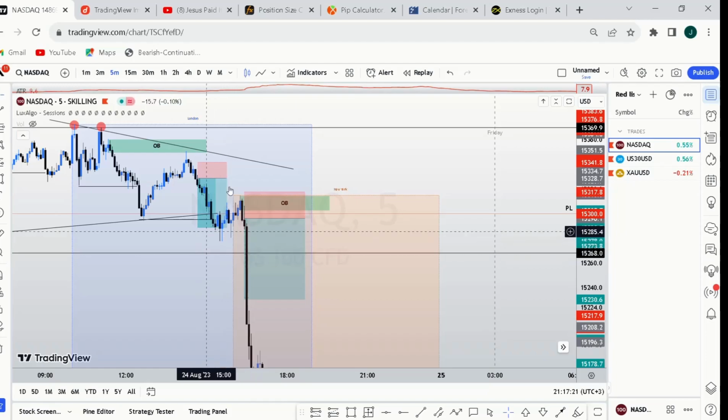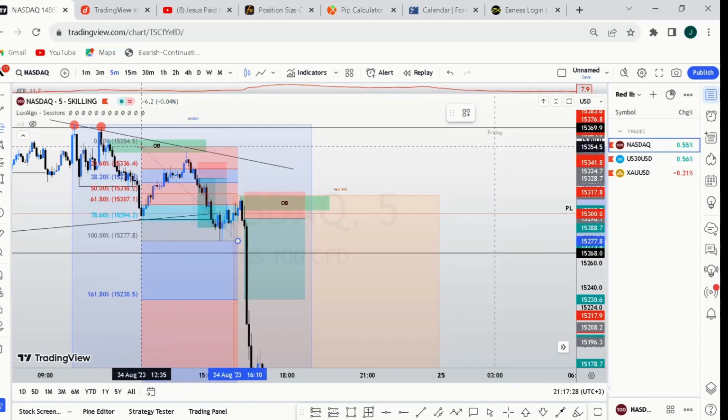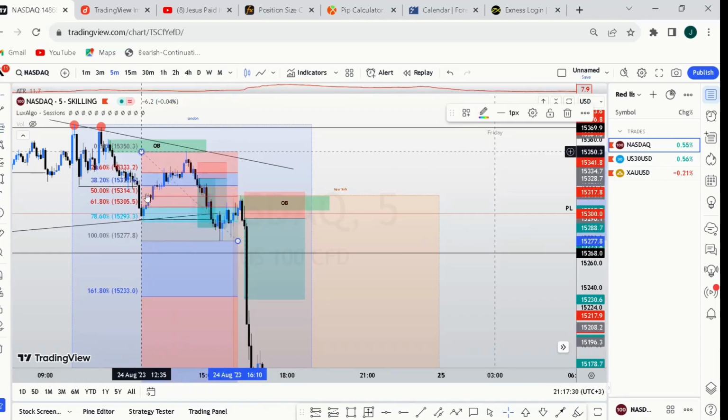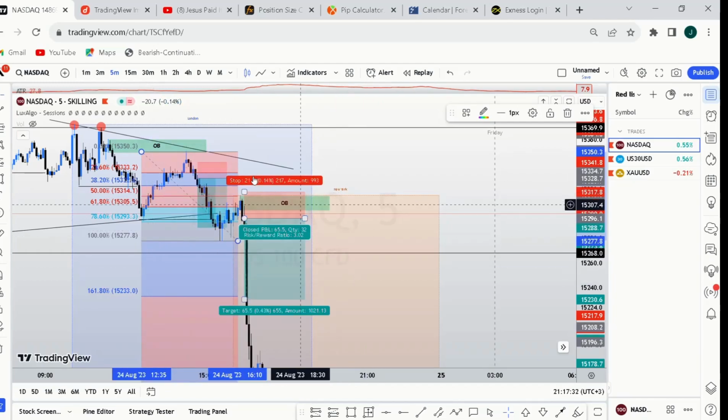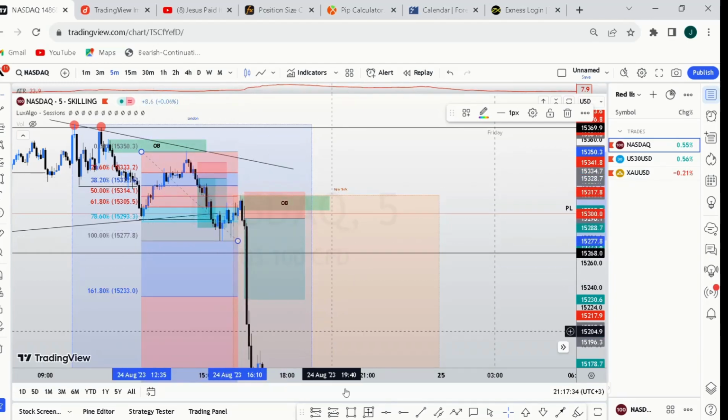but I wasn't interested in selling it because it is not even almost at my point of interest. And if you check here, guys, I brought in my Fibonacci retracement tool. I just pressed it here and I put it all the way above to see where is my 50% or where is my golden zone. And you can see that this was my golden zone.